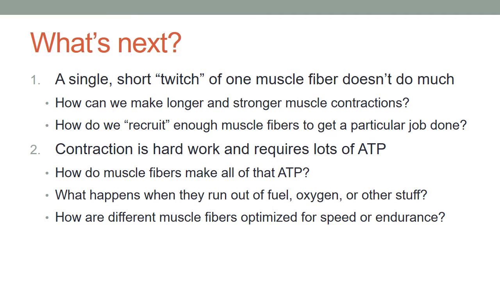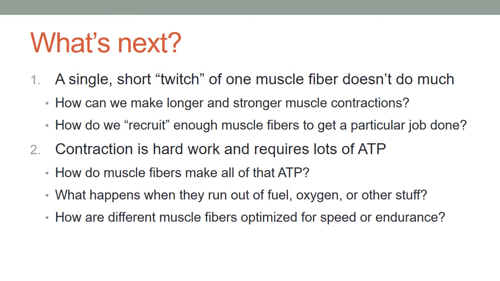But a single short twitch of a muscle fiber doesn't do much. So we have the question of how can we make longer and stronger muscle contractions? How can we get one muscle fiber to go longer and stronger? And also, how do we recruit, as they say, enough muscle fibers to get a job done? Because one individual muscle fiber isn't that strong, but we have lots of fibers in every muscle.